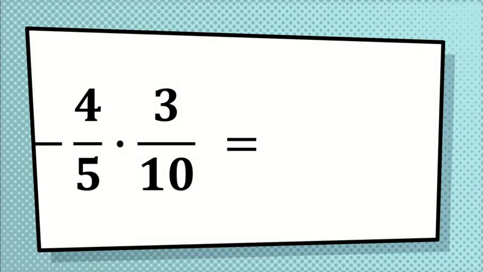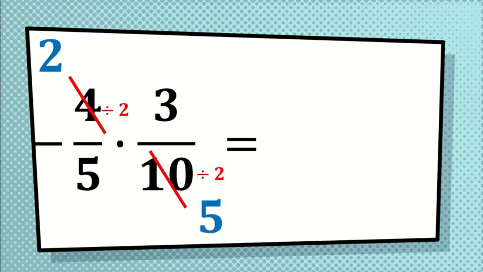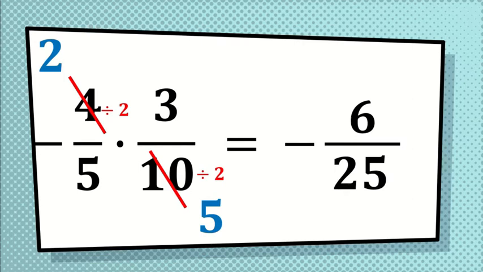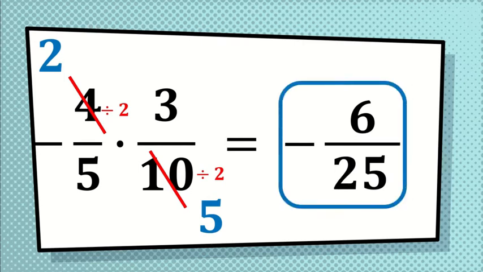Or we can use the cancellation. Let us show the solution. 4 and 10 have GCF of 2, so we divide them by 2. 4 divided by 2 is 2. 10 divided by 2 is 5. And then 3 and 5 have no common factor, so we will multiply the remaining factors. -2 times +3 is -6. For our denominator, we have 5 times 5 is 25. So we will have -6/25.